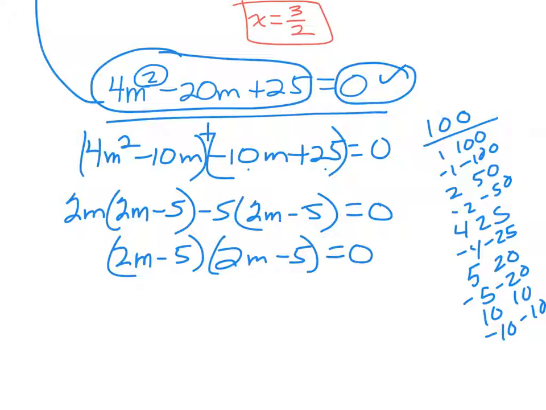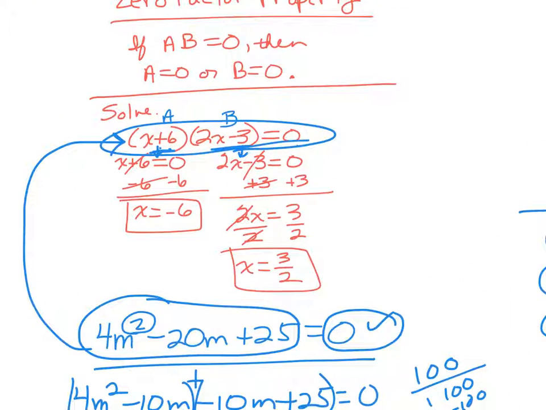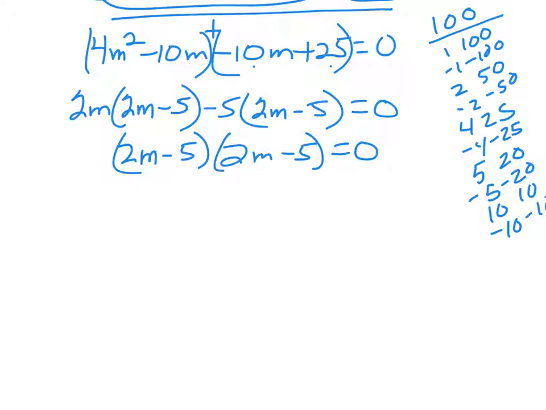And now it looks like this problem that we had up here, x plus 6 times 2x minus 3 equals 0. So we can do what we did there to finish it off. We'll set each factor equal to 0 and solve. Now normally I'd set both of those equal to 0, but they're the same thing and there's no reason to do it twice. So we'll let 2m minus 5 equal 0 and solve for m.